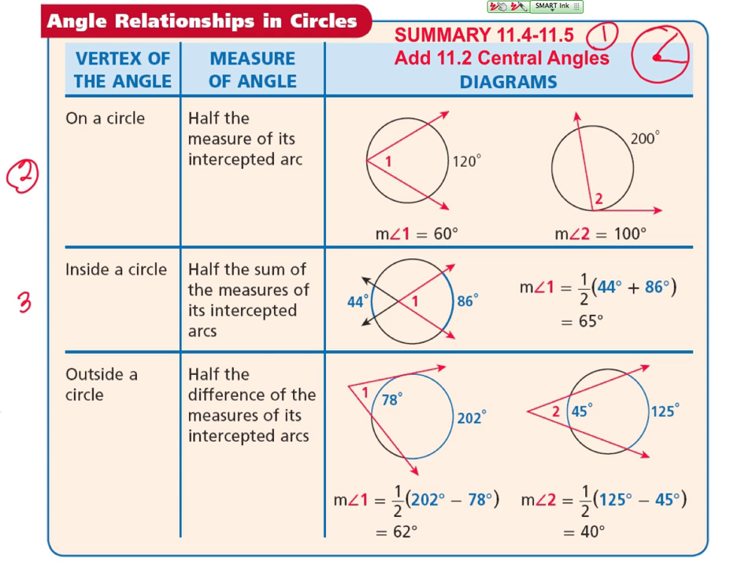The third type was where the vertex was inside the angle. You had to add the two arcs and take half of it. And the fourth type was the ones where the vertex is outside the circle. You have to subtract the two arcs and take half of it. I do have that on the wall, above the fire thing. Type 1, 2, 3, 4. Do you know what those mean or what types they are? That would help you know what to do.